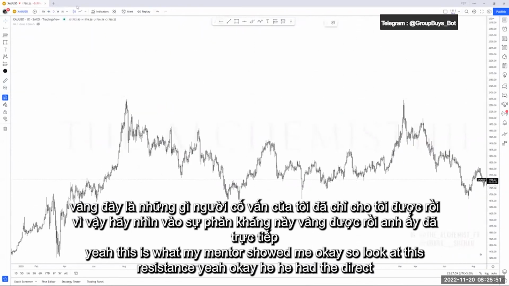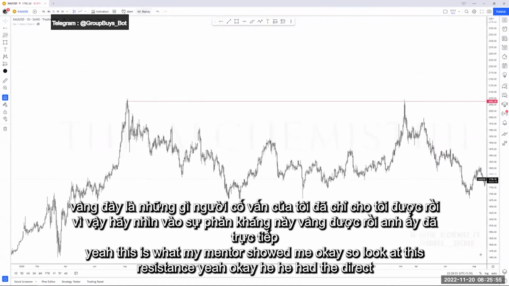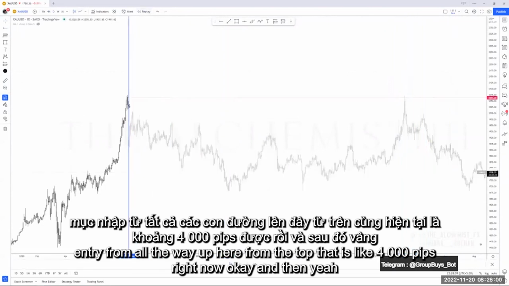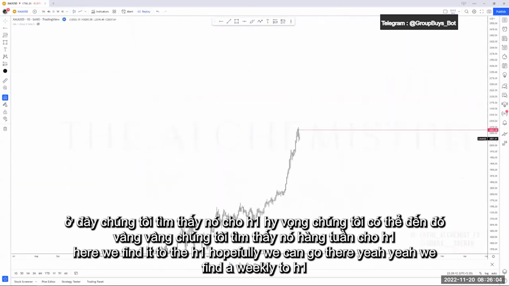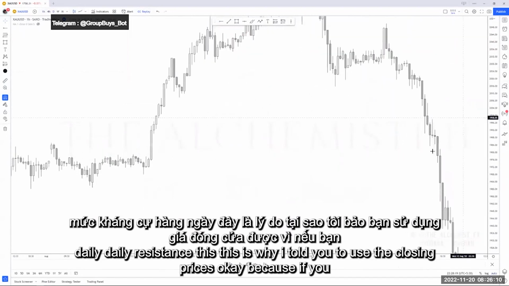This is what my mentor showed me. Look at this resistance. He had the direct entry from all the way up here on the way down. That is like 4,000 pips right now. And then he refined it to the H1. Hopefully we can go there. So, refined weekly to H1.